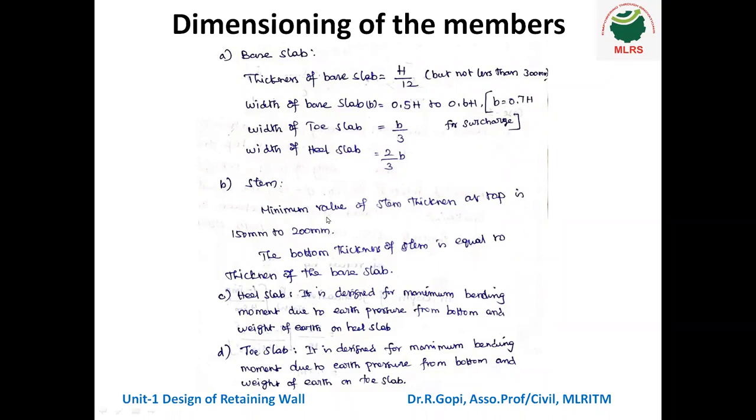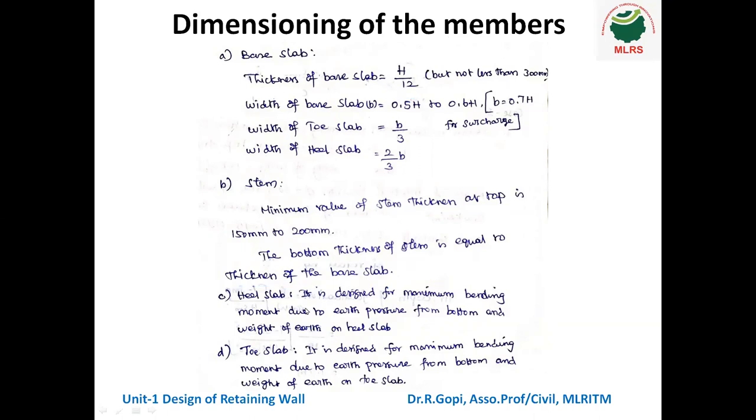Okay, so the minimum value is 150 mm to 200 mm at the top, but at the bottom it should be more than 200 mm, and the value is h by 12. Okay, same h by 12, you can see here h by 12. So here they clearly mentioned the bottom thickness of the stem is equal to the thickness of the base slab. So the thickness of the base slab formula is h by 12. Okay, so keep it in mind.